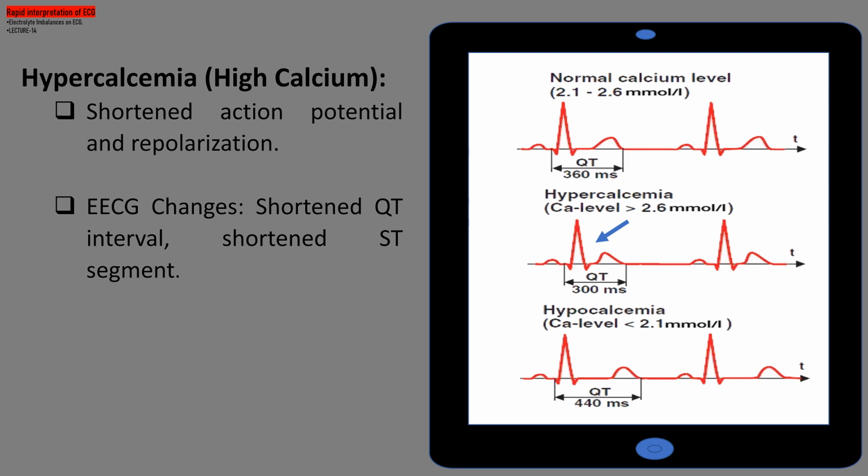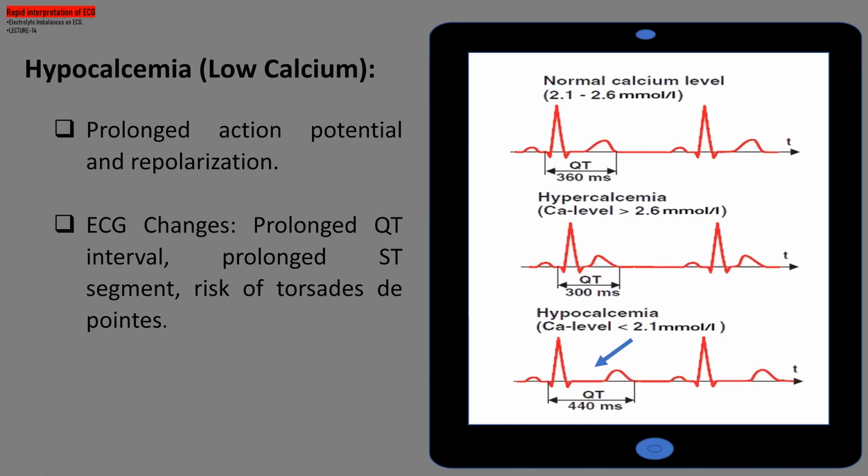Now, let's consider hypocalcemia, when calcium levels are too low. In this case, the myocardial cells take longer to depolarize and repolarize. The action potential is prolonged because there's less calcium available for contraction. This leads to prolonged repolarization on the ECG. The most prominent feature in hypocalcemia is a prolonged QT interval, as the cells take longer to reset. The ST segment may also appear prolonged, reflecting the slow recovery of myocardial cells after contraction.